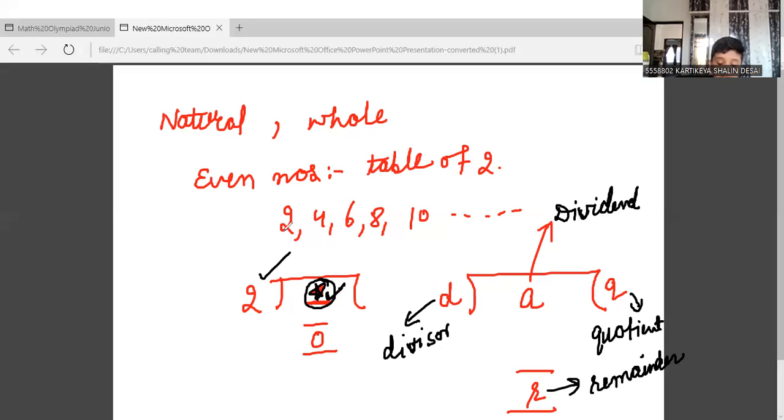So we can talk about even numbers in two ways. First, they come in the table of 2, and the other is that whenever we divide the number by 2, the remainder comes out to be 0. So if I ask you whether this number 1542687 is an even number or not, how can you determine that? You don't need to check the whole number. You just need to check whether the last digit is an even number. Just a second.